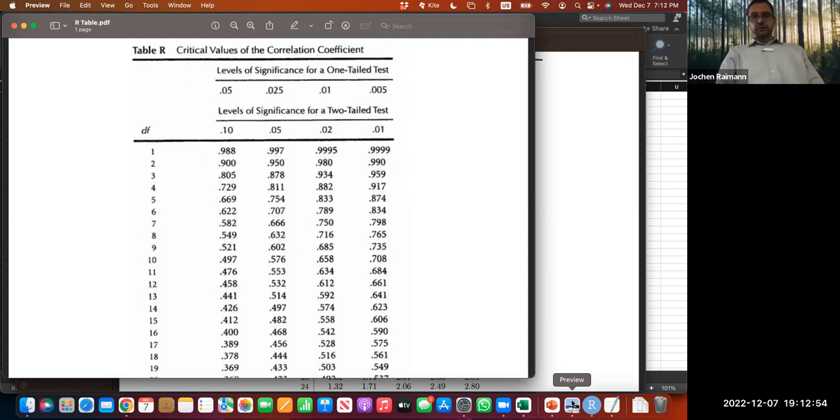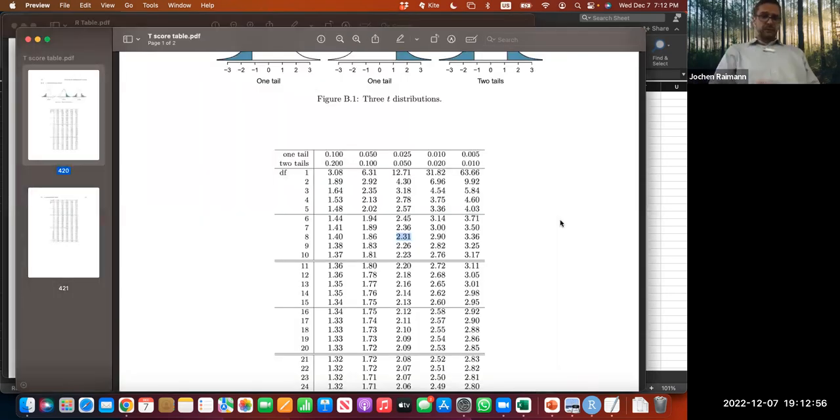Alternatively, we can also do this with the t table. It follows a t-distribution. That means if we have a degree of freedom of 8, we're basically looking at a two-tailed distribution with a p-value of 5%, the type 1 error maximally acceptable, the so-called alpha. We are accepting a t-score of 2.31.